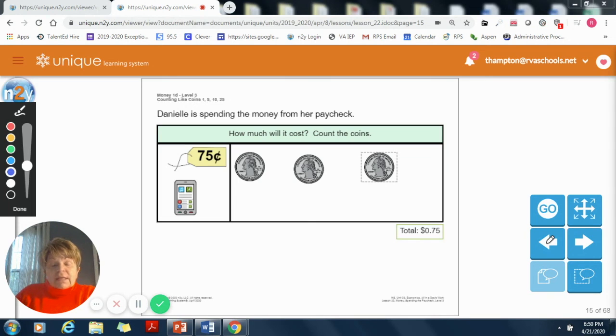Now, your assignment for when we come back together is to practice making change or buying items with pennies, nickels, dimes, and quarters. Okay?